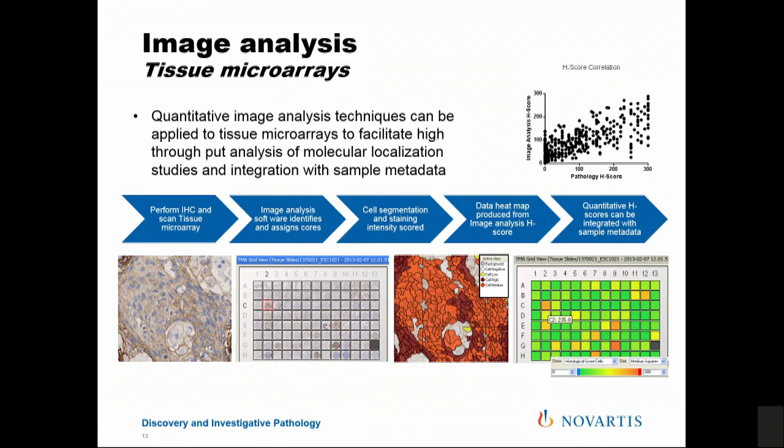So the slides, again, are scanned. Image analysis software can identify the cores, assign those cores, and perform cell segmentation and staining intensity. This can then generate H-scores, which can be heat mapped and allow one to correlate the individual scores with different aspects of patient or subject metadata.